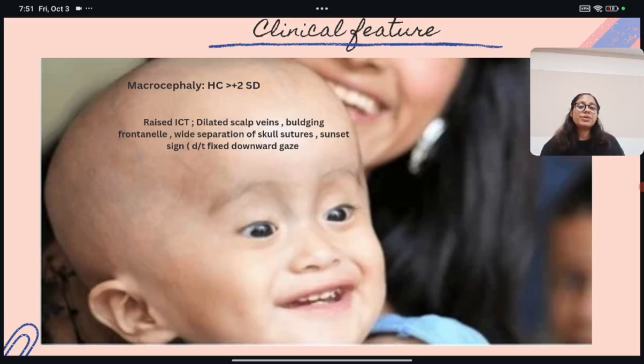The other is going to be your sunset sign. We usually say sunset, right? When we see a sunset, the sun is down here and the other parts appear white, right? Similarly, in cases of this condition, the eyes of the infant will be like this. The black part of the eyes, the pupil, will be down, and the whole white part, the sclera, will be seen up. In this image you can clearly see the downward gaze of the eye. This is why we call it the sunset sign. These are the clinical features that you can see in case of hydrocephalus.